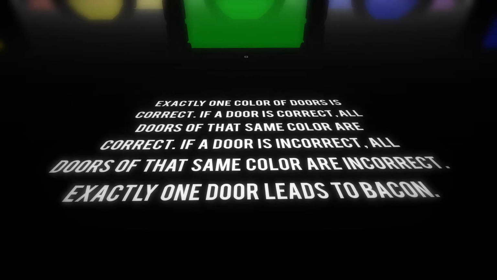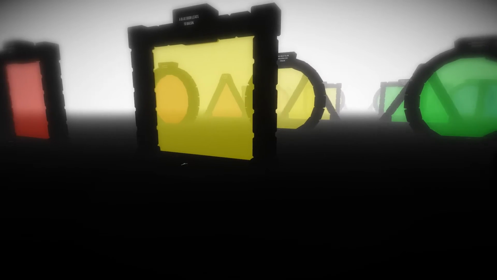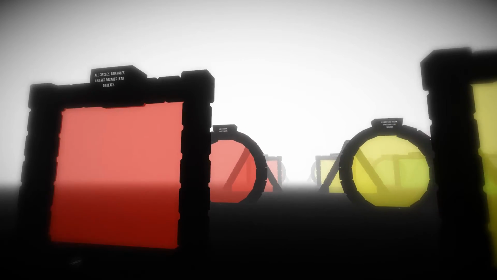Exactly 1 color of door is correct. If a door is correct, all doors of that same color is correct. If a door is incorrect, all doors of that same color are incorrect. Exactly 1 door leads to bacon. Whew. Okay. 1 color of doors is correct. If a door is correct, all doors of that same color are correct. So there's only 1 color that's right. And at least they line them up. Thank goodness for that. Okay.